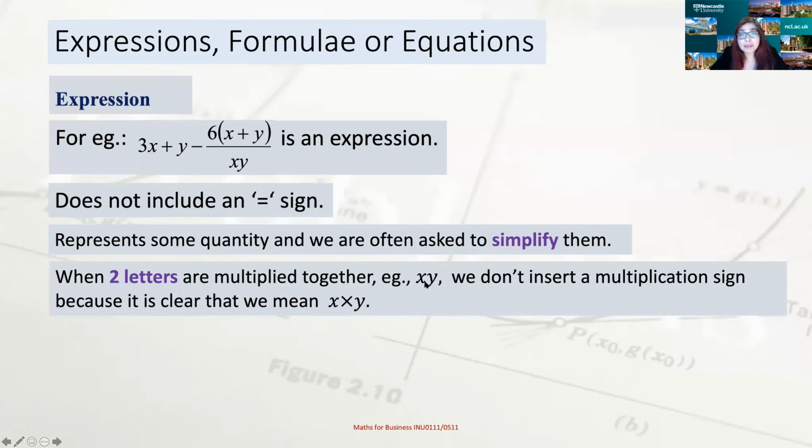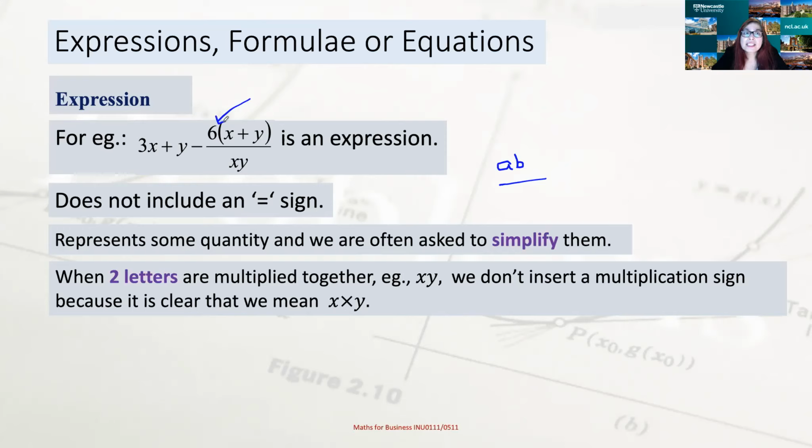In maths, everything should be expressed in a simplified form. When two letters are multiplied together, for example x and y, we don't insert a multiplication sign because it is very clear here. If we write xy, it clearly means x times y. You don't have to write the multiplication sign, so you just remove it and write xy. Similarly, if you have ab, the two letters, this means a times b. You don't have to write a times b.